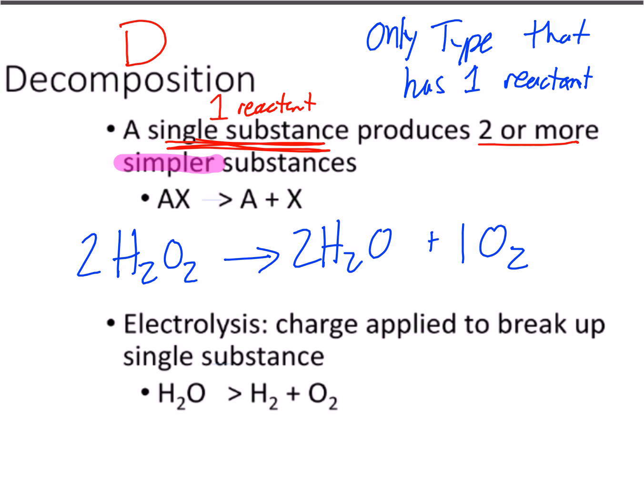But what we can see, guys, we have only one reactant, hydrogen peroxide. It's breaking down into simpler substances, water and oxygen gas. Now, do I have to write the 1 in there? No, if it's assumed to be 1, if nothing is written there. So, guys, that's decomposition. Yes, there's many types. Jake?